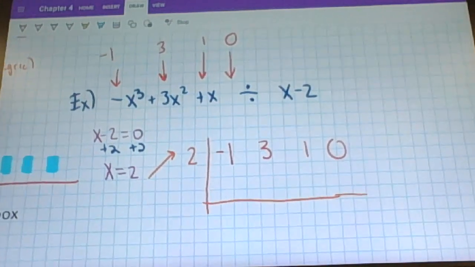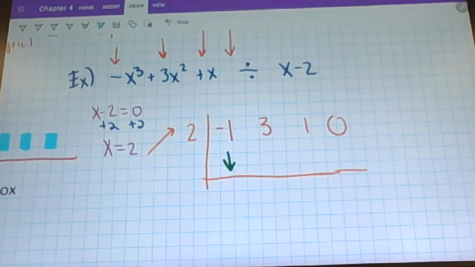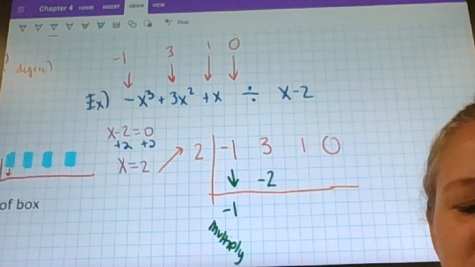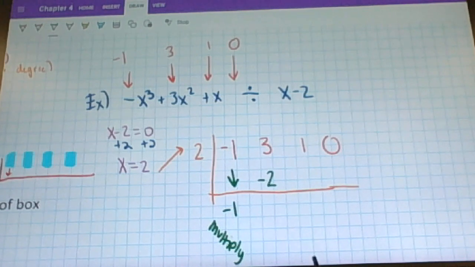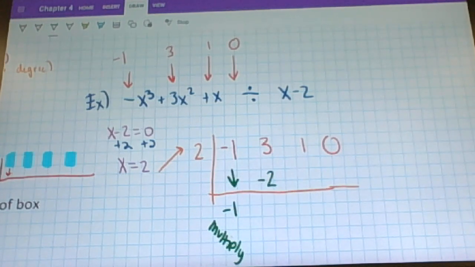Bring down the -1. And then you multiply. -1 times 2, -2. Are you with me right there, Mary? That's where your question was. Where'd you get that negative? You just bring the -1 down? Yeah, the first number just gets written. And then you're multiplying after that.